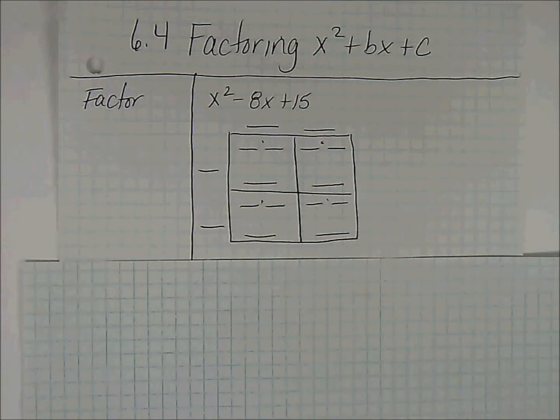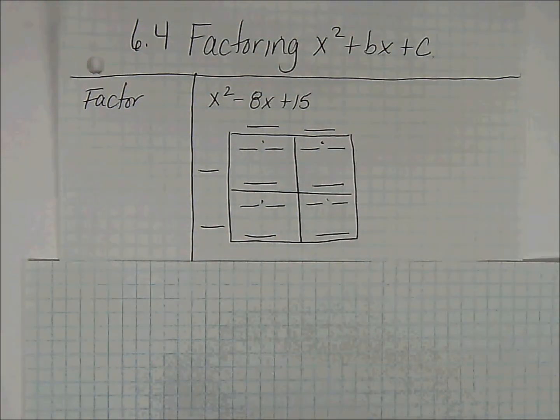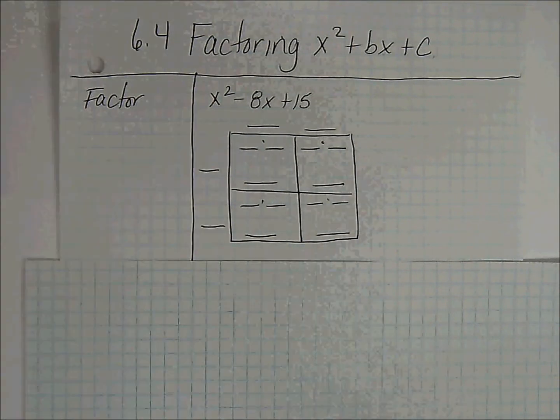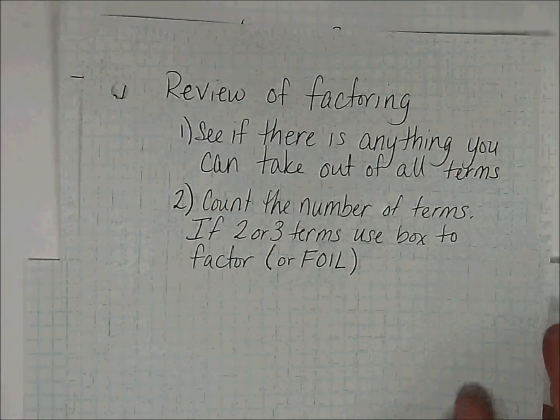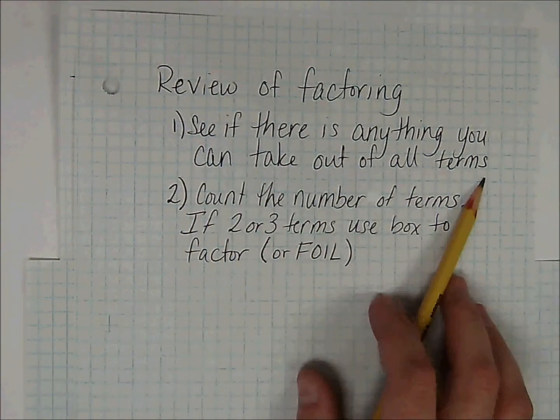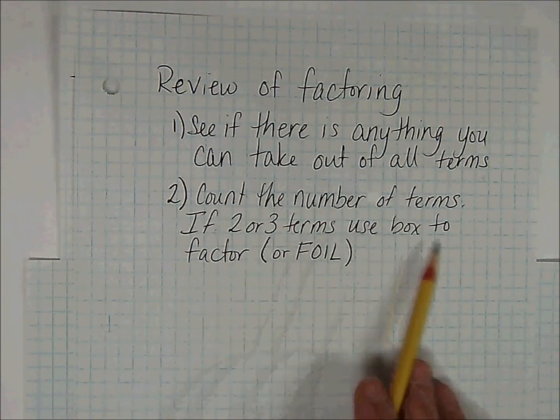All right, so we're now looking at 6.4, factoring a trinomial. And so that's really what this is representing. We're going to go right back to doing some boxes and practicing factoring. So first let's review factoring. First, see if there's anything you can take out of all the terms. Then if there's 2 or 3 terms, we're going to use the box or FOIL.